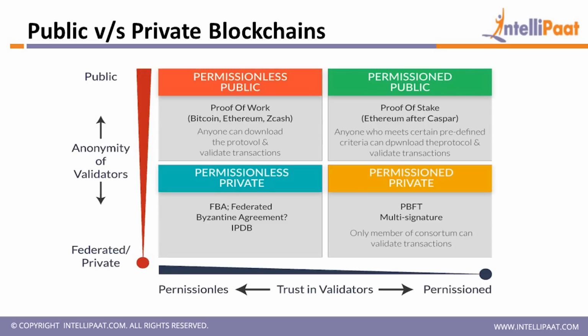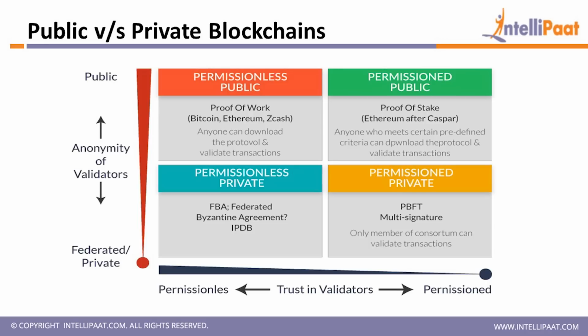Then comes the most secure blockchain, that is permissioned private blockchain. This is private to an organization or consortium, and has different permissions according to which all actors interact within the blockchain network. PBA and IPDB are examples of permissionless private blockchain networks, and PBFT and multi-signature are examples of permissioned private blockchain networks.